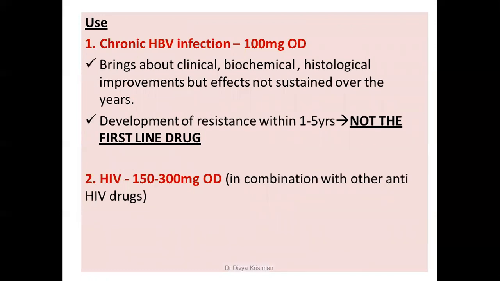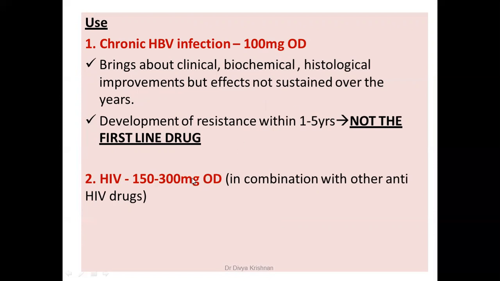It is used mainly for chronic HBV infection at a dose of 100 milligram OD. It can also be used for HIV. You can remember here that it is not the first line drug. It brings about changes in the clinical, biochemical, and histological parameters of hepatitis B infection, but these changes will not be sustained over a year. That means the virus will develop resistance to this drug within a span of 1 to 5 years. So it is not the first line drug.